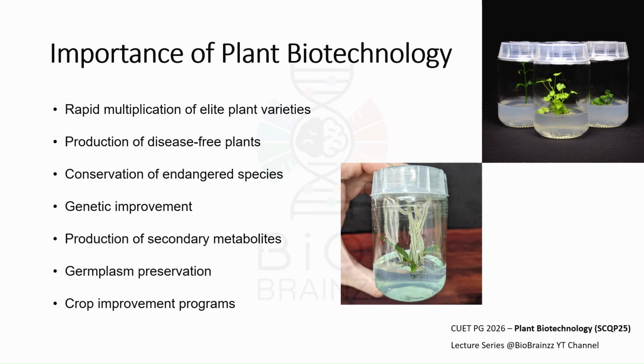Plant biotechnology is also crucial for the conservation of endangered plant species, where only a few individuals remain in nature. In addition, it is used for genetic improvement through transformation, production of valuable secondary metabolites like alkaloids or flavonoids, long-term storage of germplasm, and overall crop improvement programs. For CUET PG, remember, secondary metabolite production is often associated with cell suspension culture, and germplasm preservation is linked to cryopreservation.